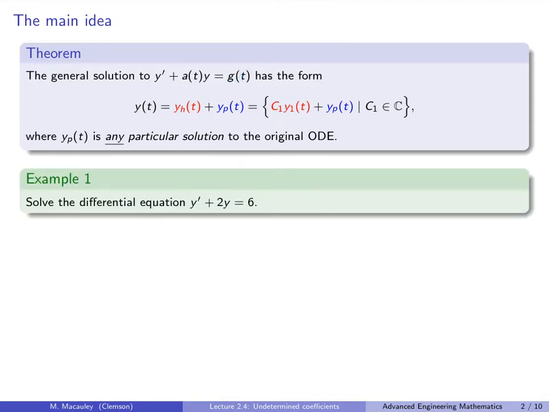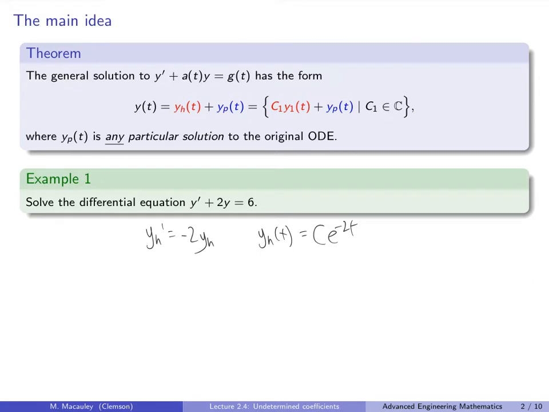Here's our first example. We saw something just like this last lecture. I think it had slightly different coefficients. So to solve this equation, y prime plus 2y equals 6, we first write the homogeneous equation. I'm going to write it like this. And you look at that and you say that yh of t equals c e to the minus 2t.